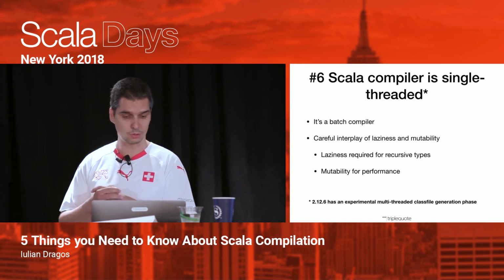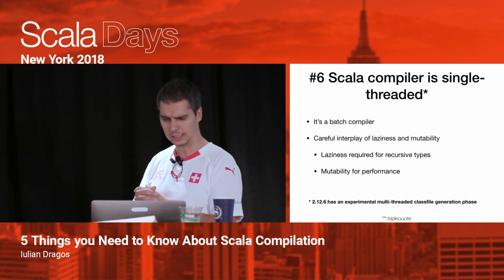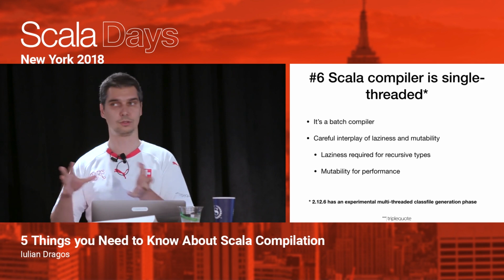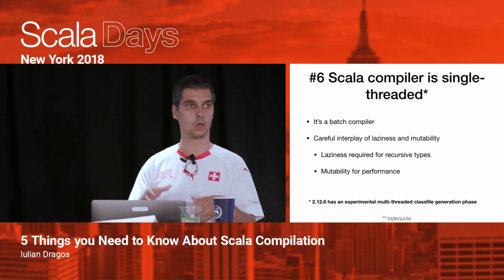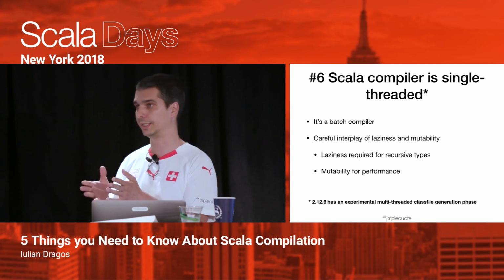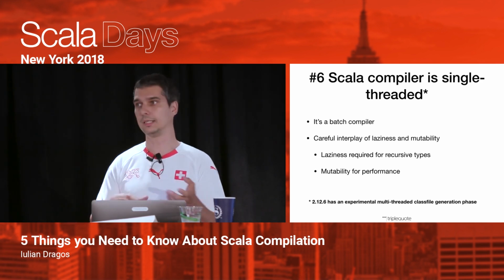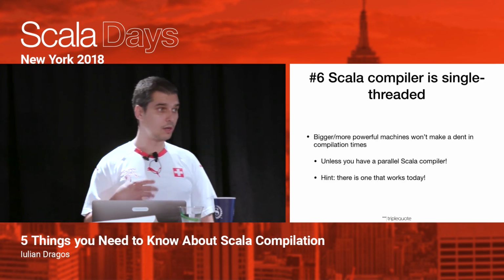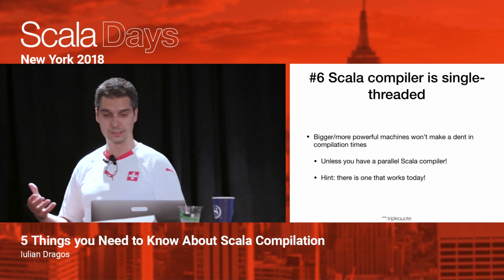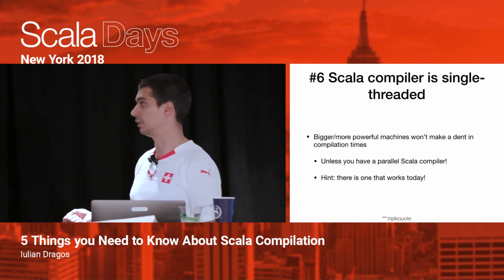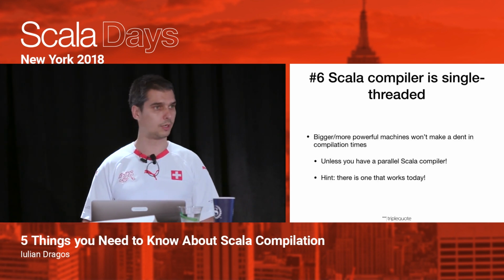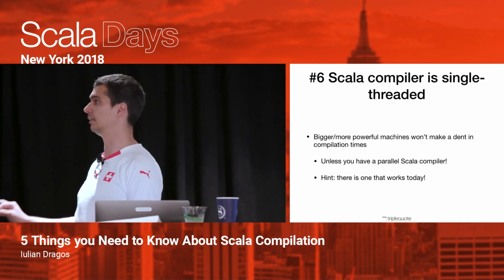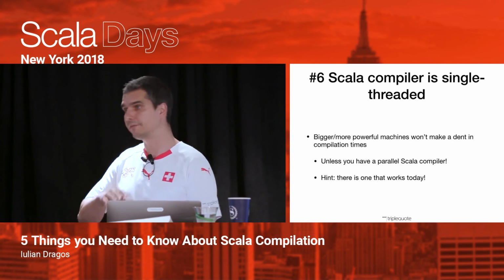But I have to say that in 2.12.6, I believe in 2.12.6, not earlier, there's an experimental multi-threaded class file generation phase, which tries to use more threads when the code is generated. Because at that point, you do not have to worry so much about type checking and laziness in the types and symbols and so on. But one consequence of that is that bigger and more powerful machines won't really make a dent in compilation times. So my MacBook is from 2016. My colleague has one from 2013. We have exactly the same compilation times with Scala on every project I tried it.